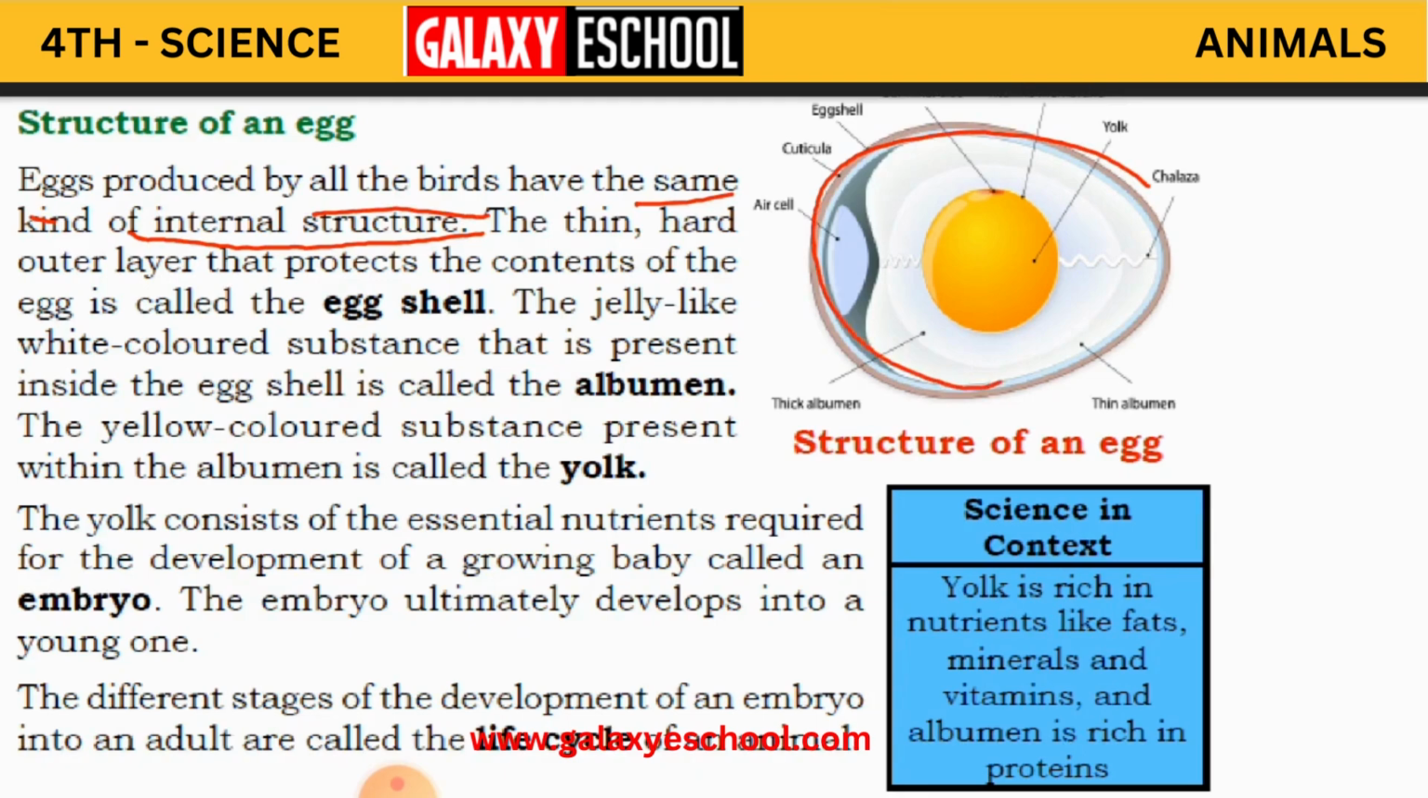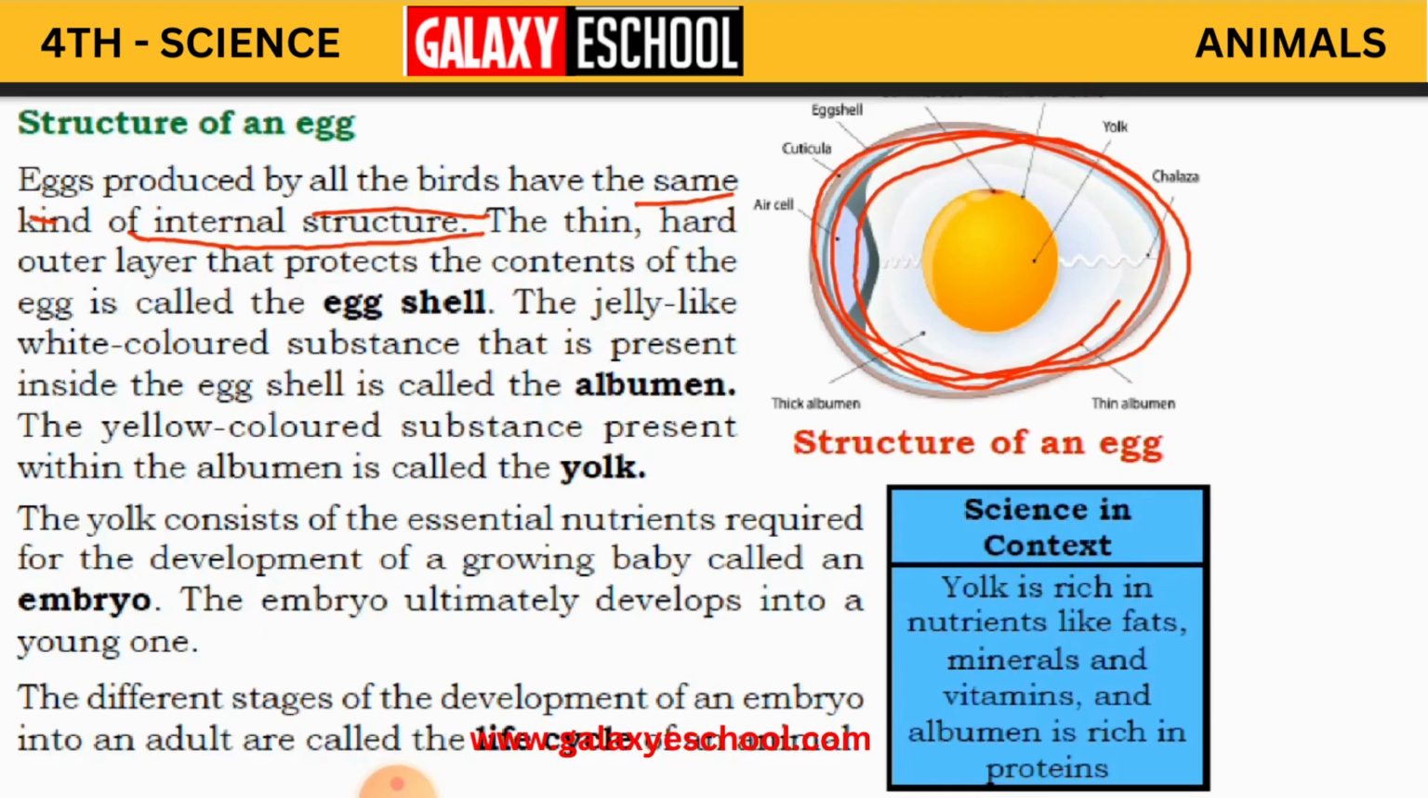This is the inside part of the egg, children. So this will be the same. Maybe the outside part may differ. Sometimes some eggs look brown, some eggs are white. That is the shell, I am talking about the outer layer of the shell. But the internal structure inside the egg is the same.